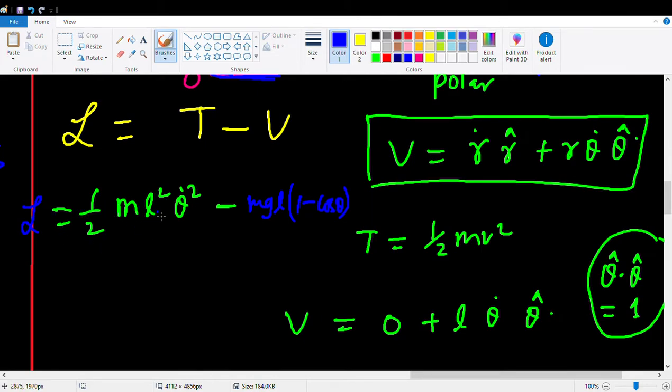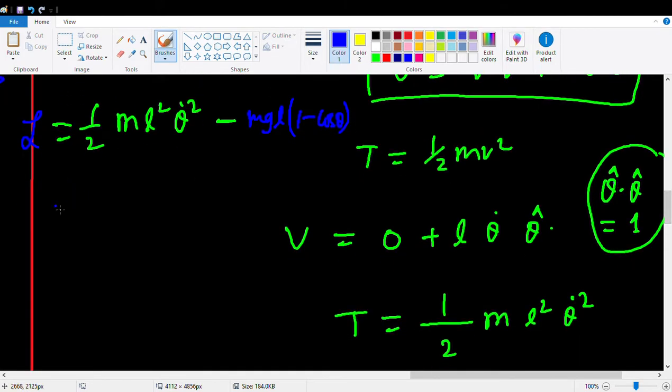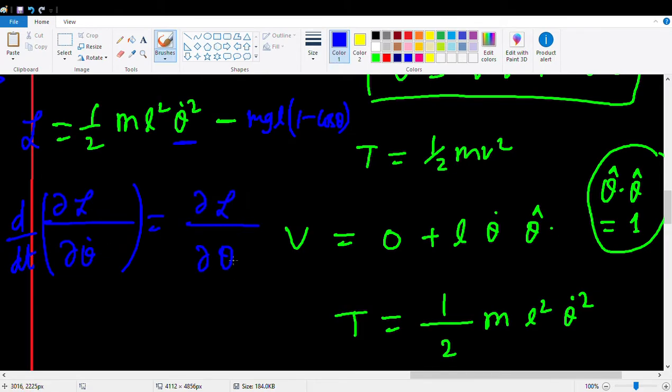So L is equal to half ml square theta dot square minus mgl into 1 minus cos theta. Now you know the Euler-Lagrange equation. What is the coordinate which is changing? L is fixed, L is not changing. The changing quantity is theta dot, and we take the time derivative of this, and this is nothing but the Euler-Lagrange equation.